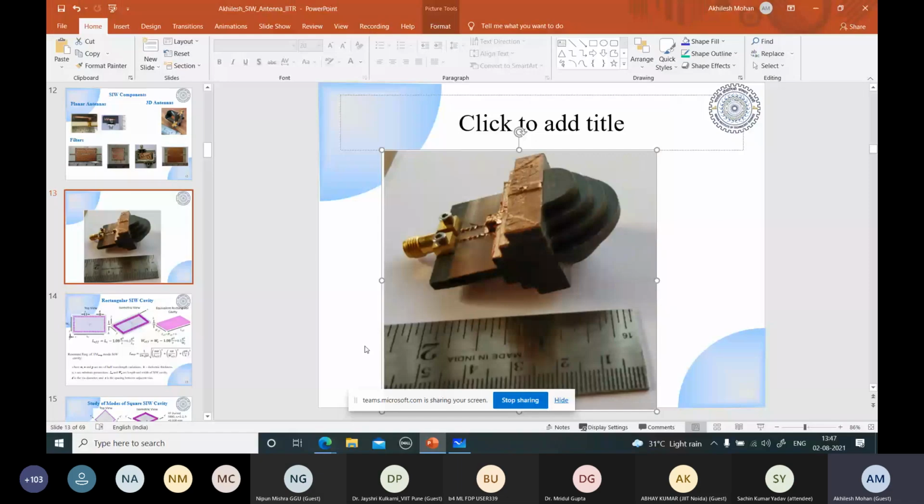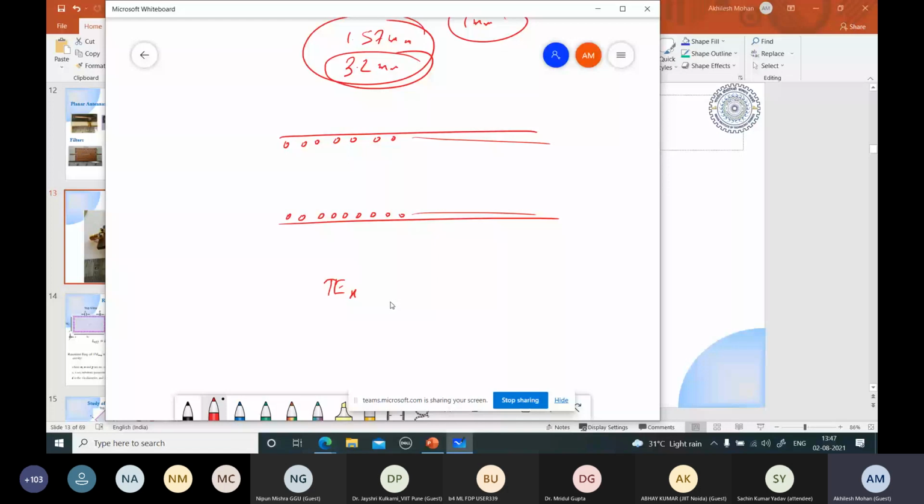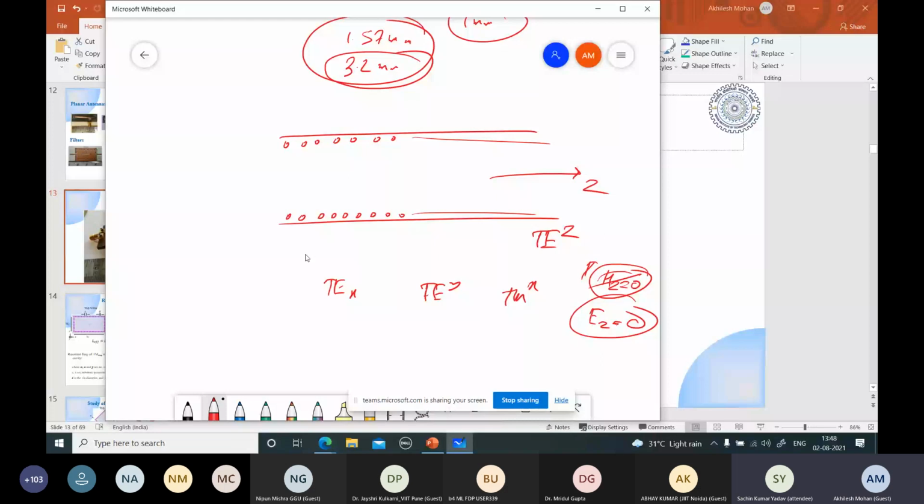It is something like TE2X or TE2Y, or TM2X, something like this. Not just TE or TM. See, whatever I was discussing, let's say this is the Z direction. So here we are calling it TE2Z, meaning in the Z direction it will have a transverse electric field. Your HZ will be zero. EZ will be zero. You have only the XY plane. It will have only EX and EY.